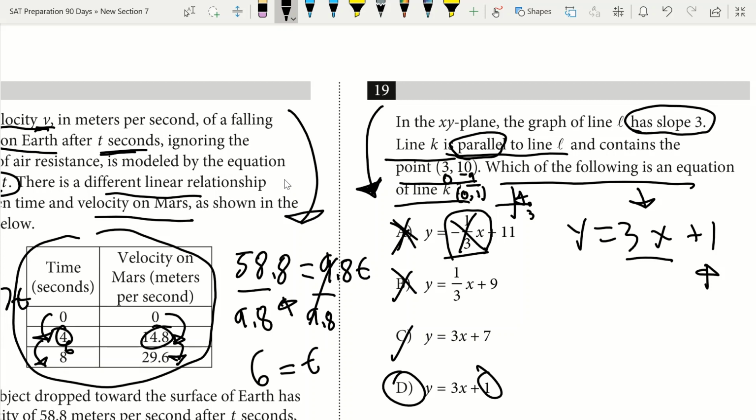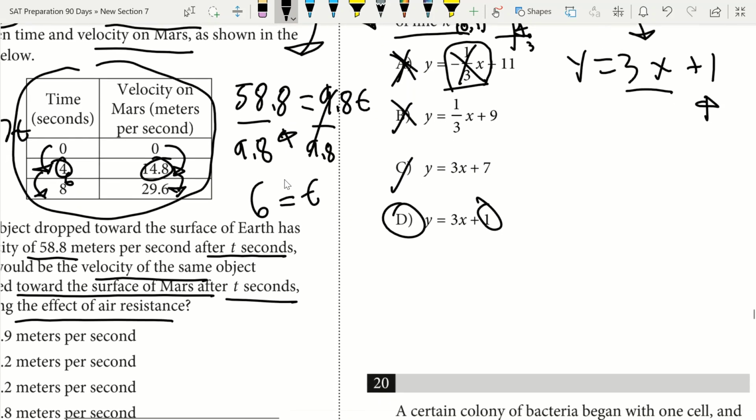So the strategy is getting rid of wrong answer choices as quickly as possible. And then the other big strategy is, as you read through a word problem like this, you want to write down your equation as you read it, because then you don't have to reread twice. So that's a big thing there.